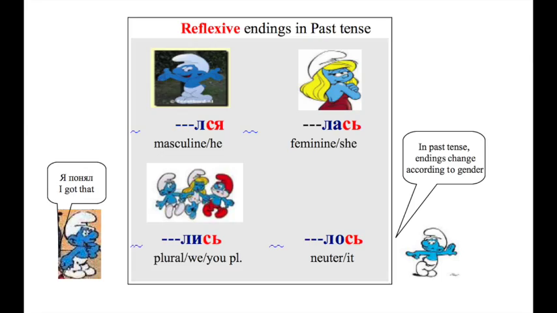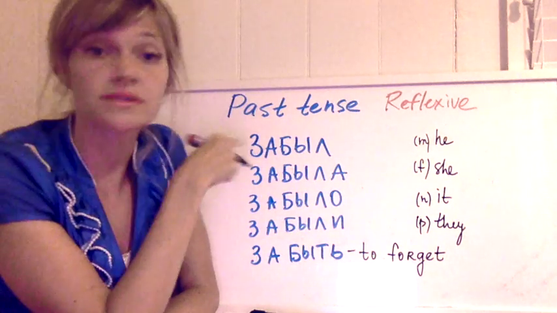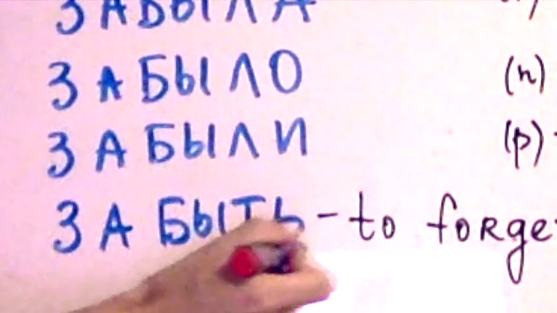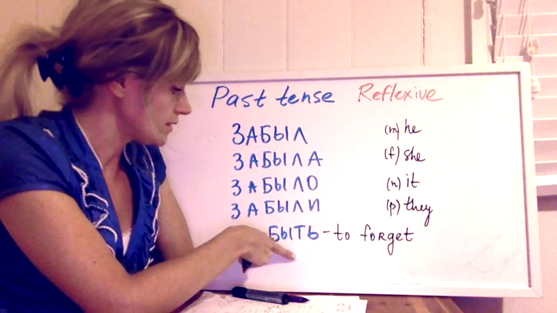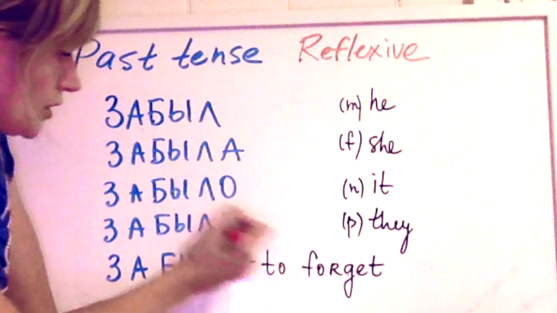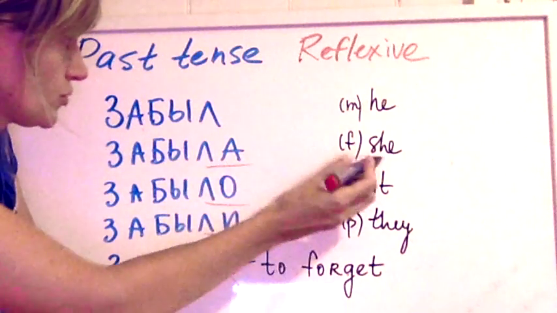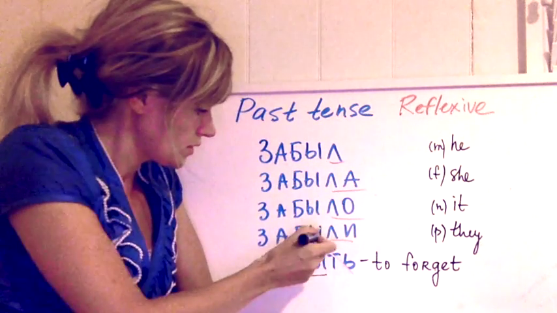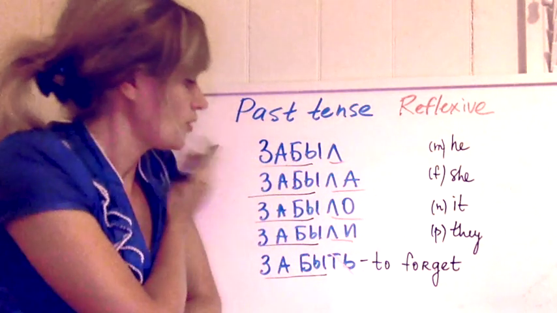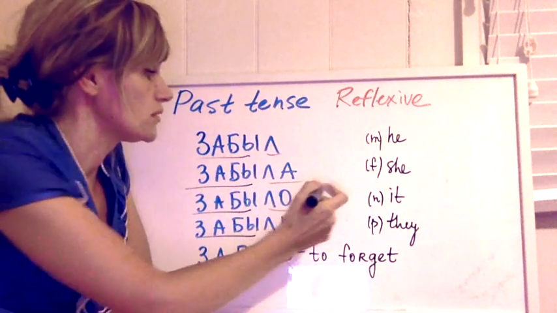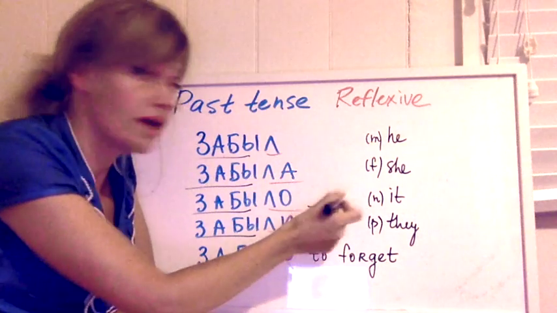Хорошо, let's take reflexive aspect and let's see how reflexive verbs behave in the past tense. Let's take забыть, to forget. This is just a verb from the dictionary. Забыть, to forget. We made it into past tense. This becomes li for plural, lo for neutral gender, la for she, l for masculine he. Okay, and the stem is the same. Alright, this is just a normal verb, forgot something.